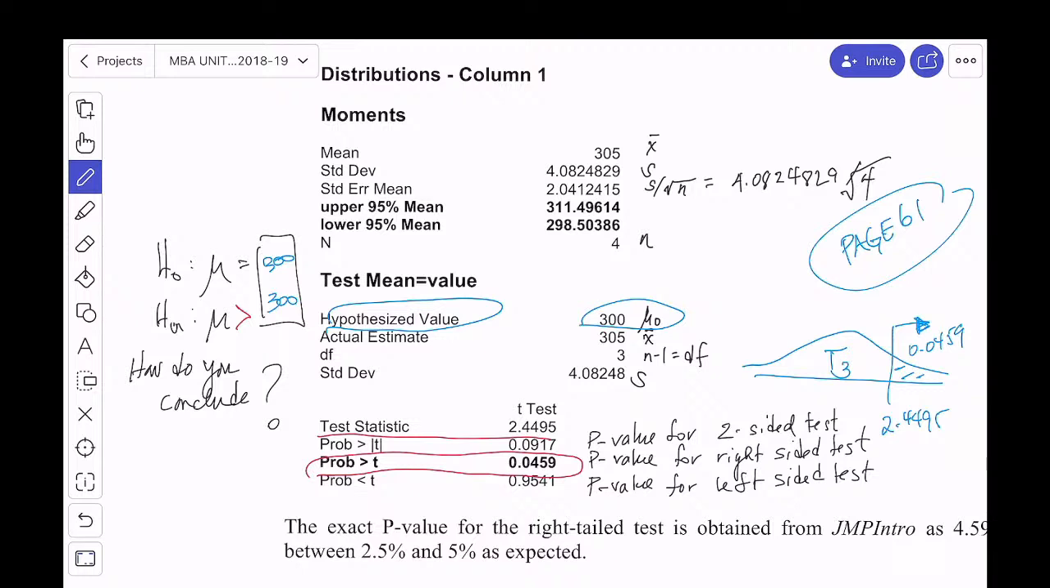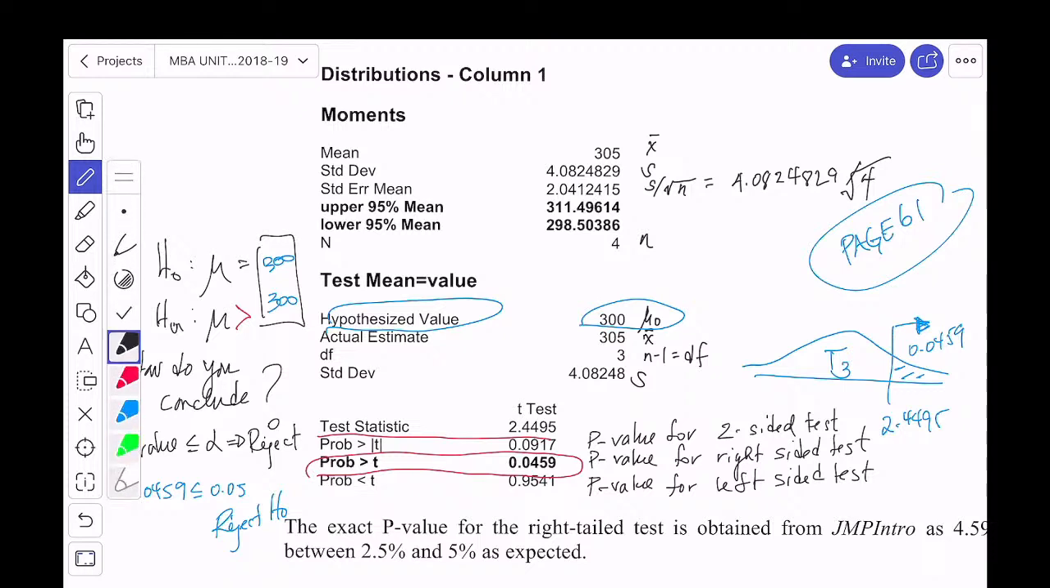So how do you conclude? Right, very good. So then you write: p-value less than or equal to alpha means reject. And unless there's any other information, you use 5%. So since our p-value was 0.0459, that's less than 5%, so we reject H0. You'd have to go back to see what the question's about, but you don't even have to know the question to know if the test is significant.